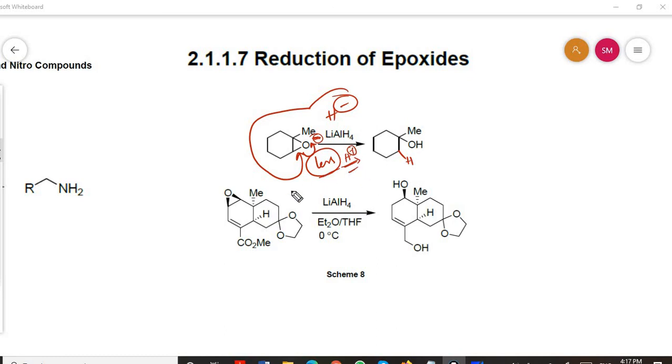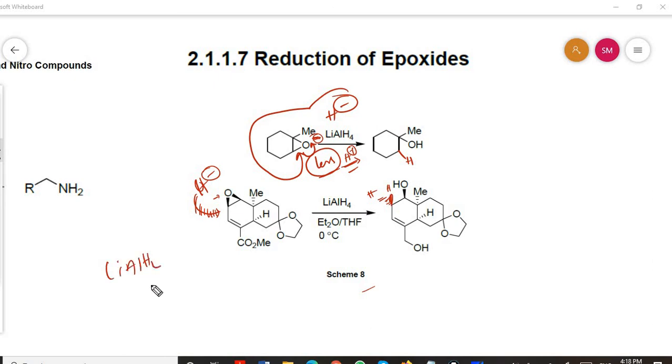Okay. So epoxide opening is a stereospecific reaction. It must happen at the low steric side, the less substituted side. As the epoxide is above the plane, the attack must be from below the plane. So this is H minus. Hydrogen is already present, so that's okay. So these are the applications of lithium aluminum hydride.